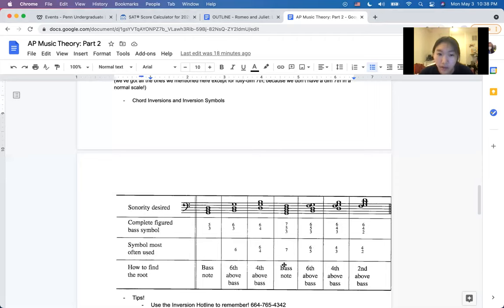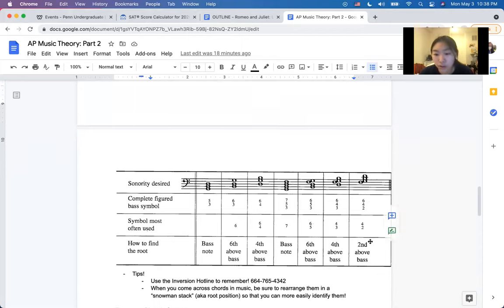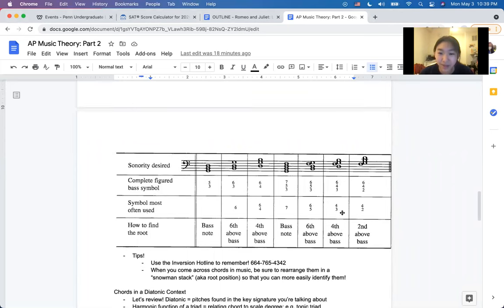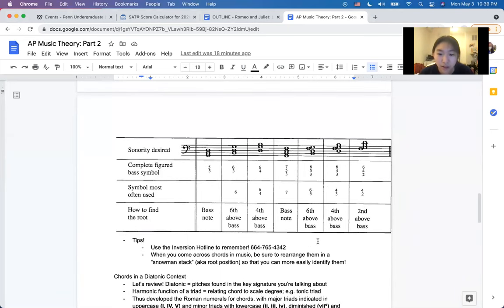This is for sevenths. This is just root position for a seventh, and this would be first inversion for a seventh, but you would call this 6/5, and then 6/4, 4/2. I meant 4/3 actually. 4/3, 4/2. Yep. There you go.